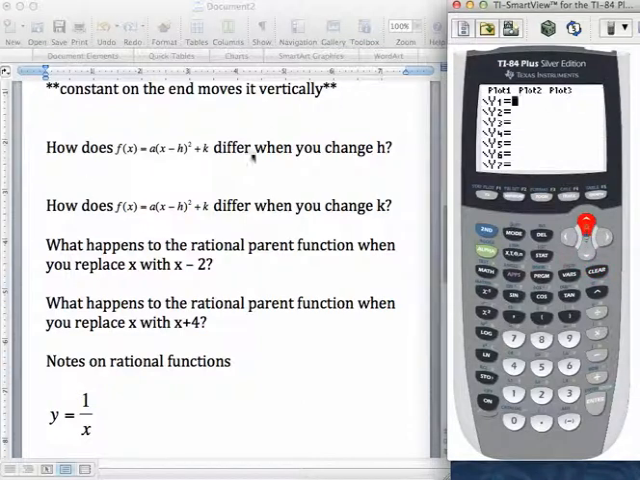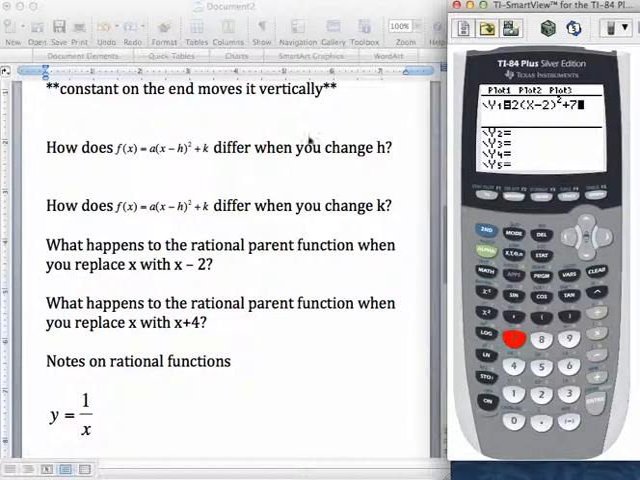So this first one is saying, how does it differ when you change H? So I'm going to pick numbers for A, H, and K. I'm going to write 2 equations, but then I'm going to change H. So for example, for A, I'll just pick 2. Doesn't matter. Parenthesis, I'll do x minus 2. I just picked a random 2 for H. Squared, and then plus 7. Just picking random numbers here, okay?